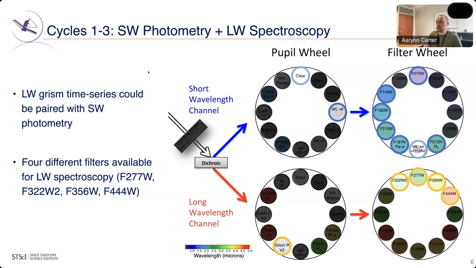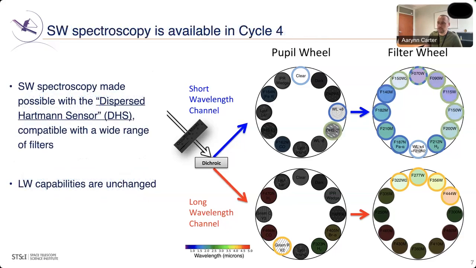Now, in cycle 4, we're enabling the short wavelength grism time series, which makes use of this interesting DHS mode and enables a few different filters underlying that, so that really you don't have to change anything to some degree with the setup of the long wavelength, but you can enable this short wavelength spectroscopy at the same time.